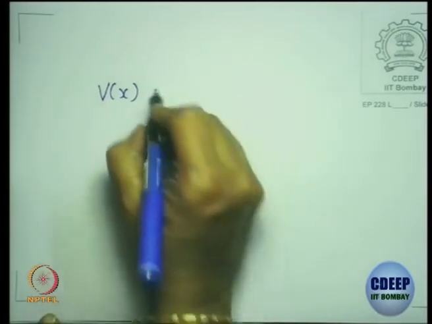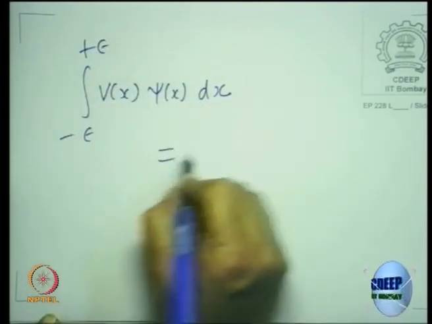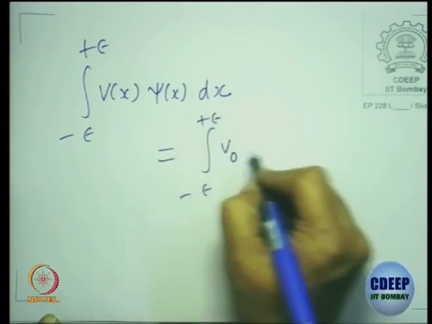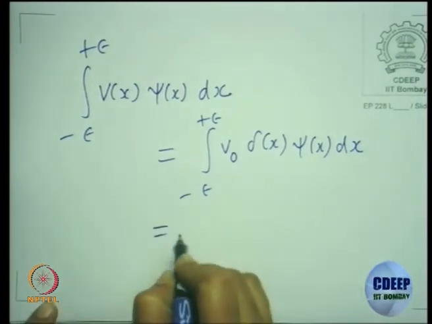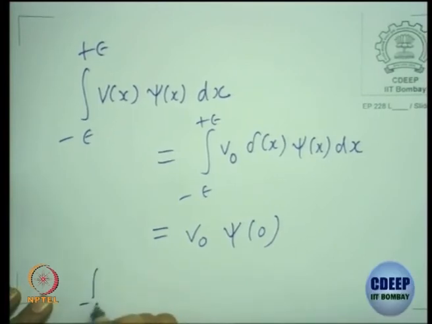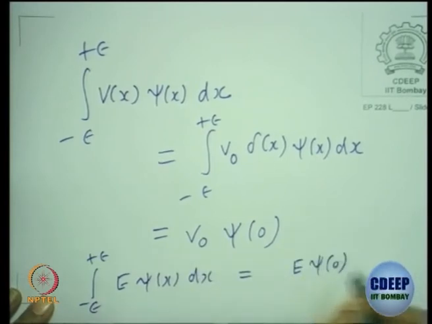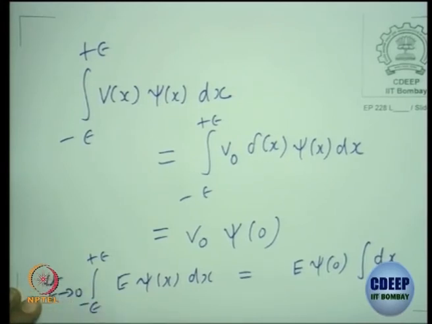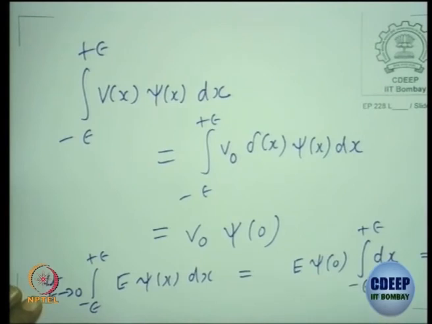V of x ψ of x dx will be, what is this? V naught ψ of 0. From minus epsilon to plus epsilon, the integral of delta of x ψ of x dx is ψ of 0, and in the limit you have to take epsilon tending to 0. So this term is 0, and V of x ψ of x is V naught times ψ of 0, which is finite.